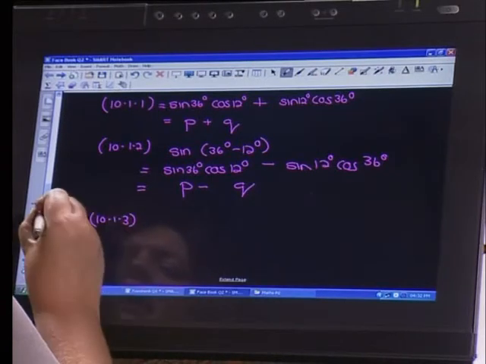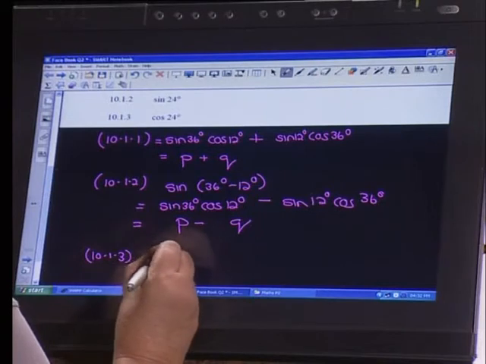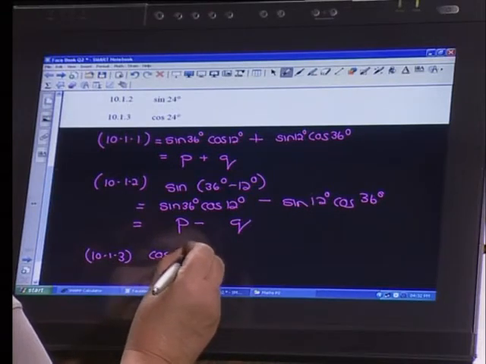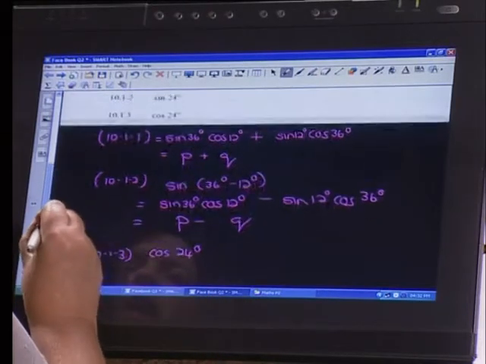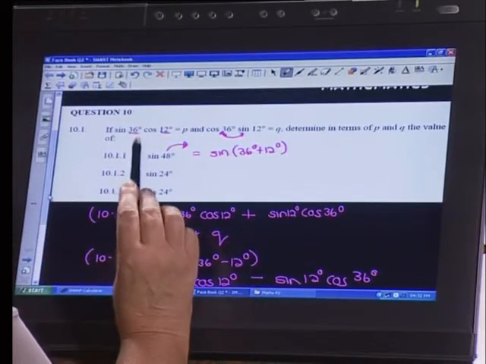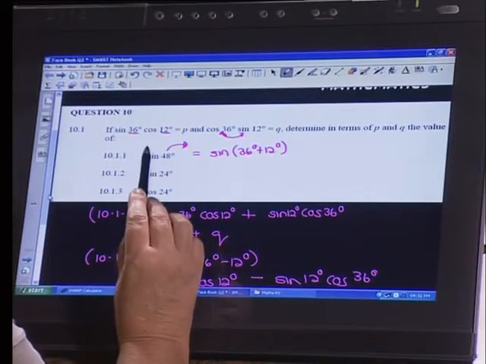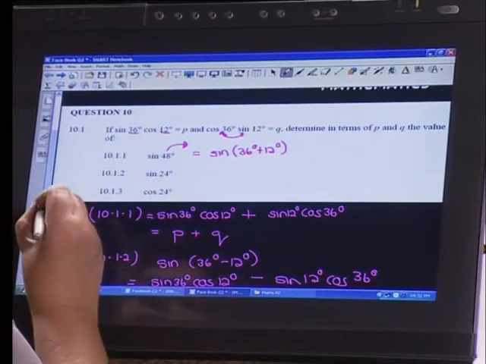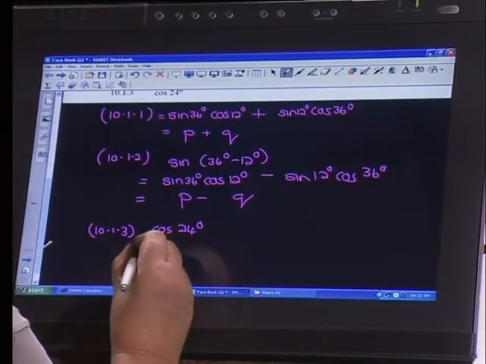10.1.3, I just need to get the question. It's the cos of 24. And if we decide to go this route, now I'm just looking over here and thinking, is there a cleverer move? And I don't think so. I think we are going to have to go that route. If we need to, we'll go and regroup.